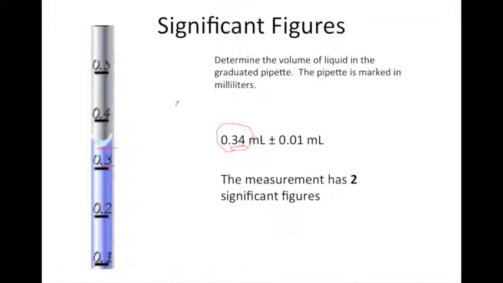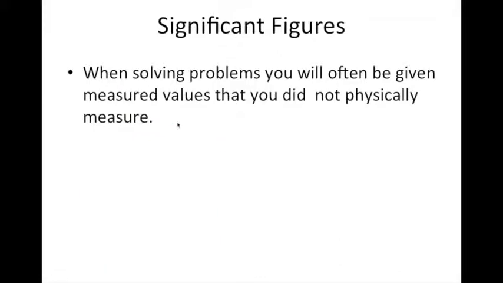If you looked at this and let's say we said, oh, this measurement is 3.456 milliliters, excuse my writing here. Well, again, we can't determine all of these numbers with any certainty, only to the tenths and hundredths place. So the 3 and the 4 are the only significant figures that we have here. They're the only meaningful digits.